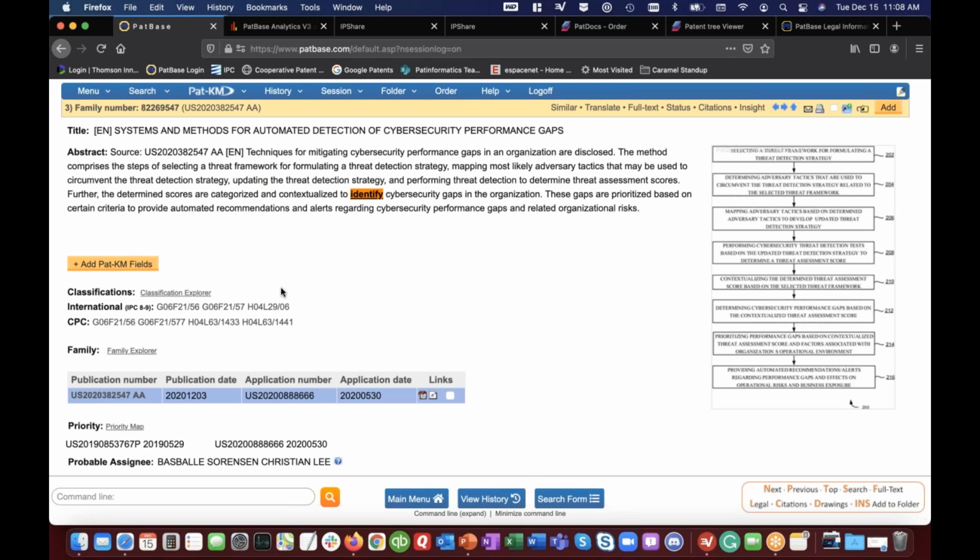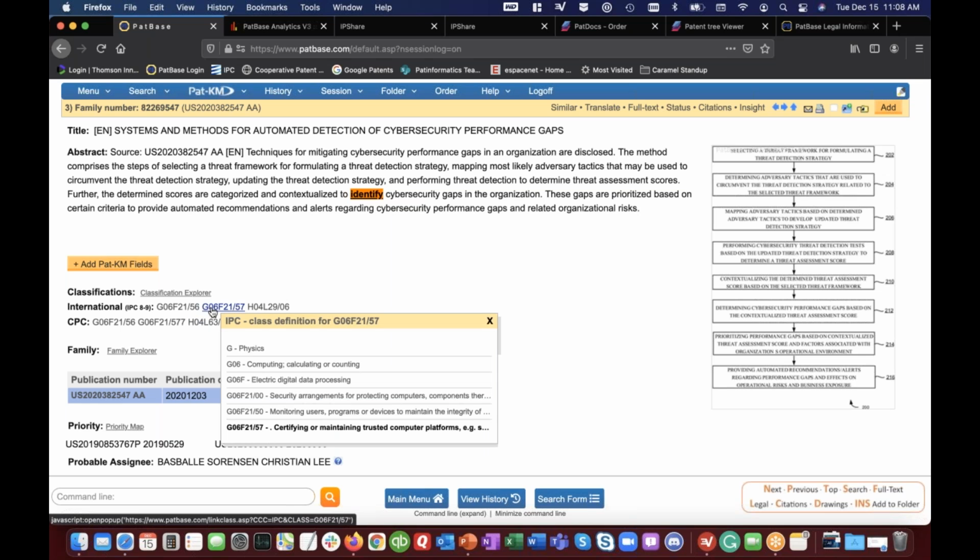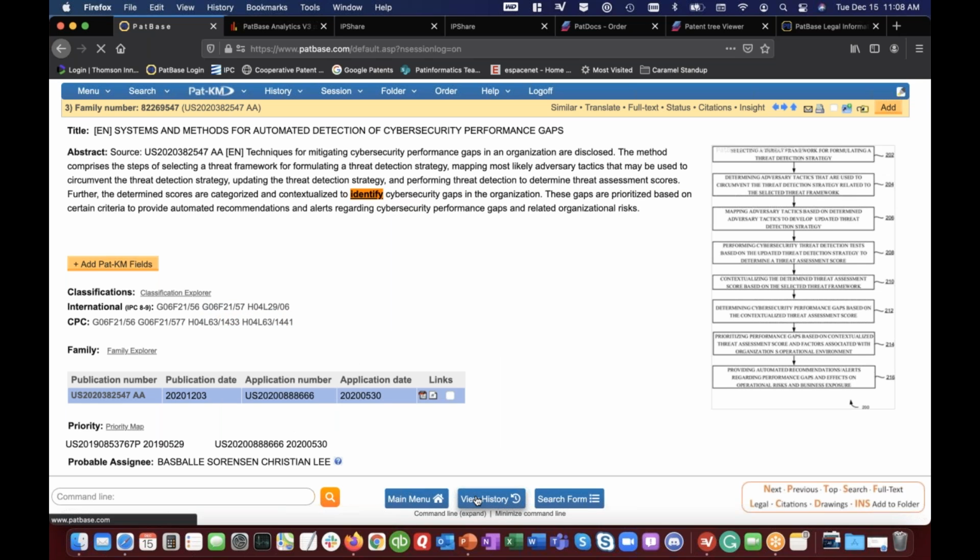And so I just start by exploring the area, thinking about keywords, thinking about codes, thinking about ways that I'm going to work with this. And in particular, here's one that I found, security arrangements for protecting computers. Well, G06F21 is going to end up actually being the backbone of this particular query. But there's a few others that I tossed in here as well.